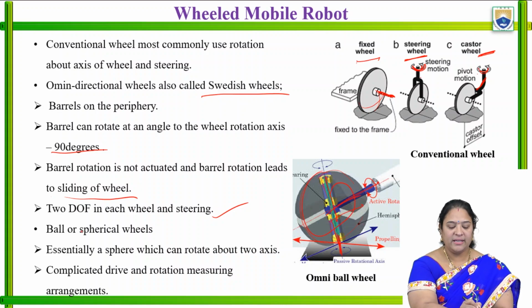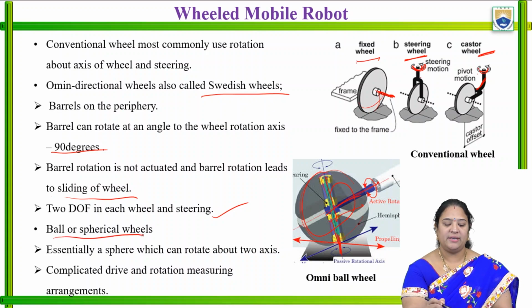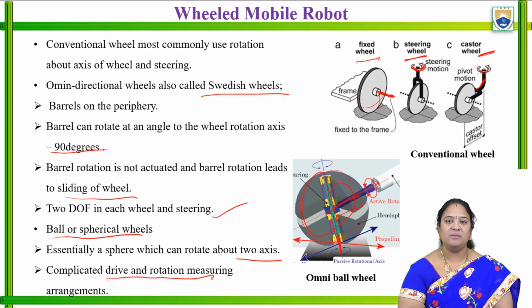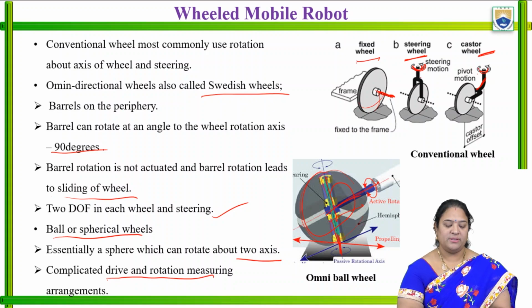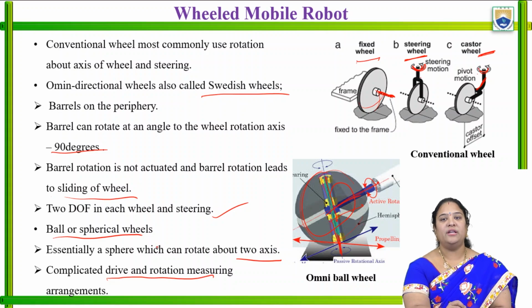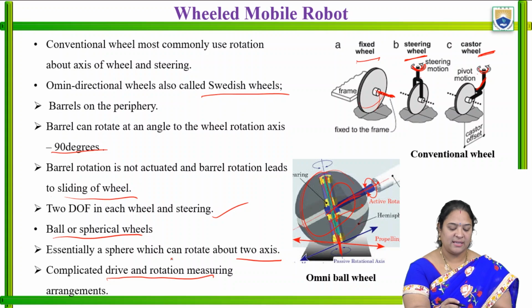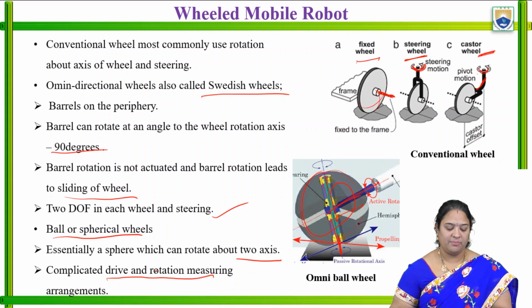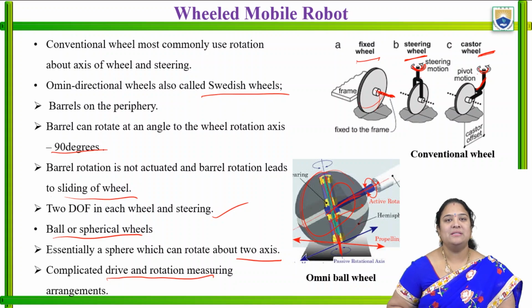right? And next, coming to the ball or spherical wheel type, here this particular type of the wheel has 2 axes, right? And it gives a driving and the rotational measurement arrangements, right? The ball or the spherical wheel has 2 axes, which has both rotational as well as spherical operation taking place. That is, it is complicated between the drive and the rotational measures, which will be taking place as per its arrangements.